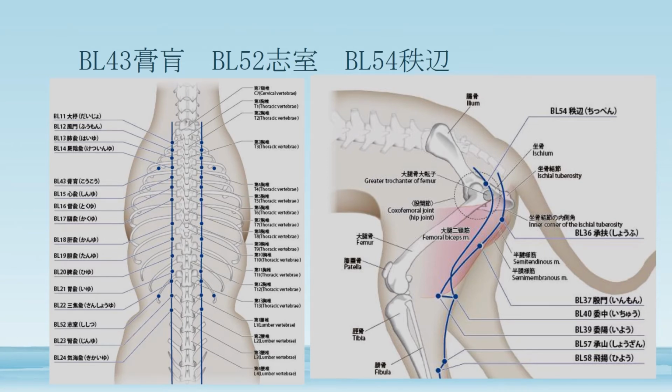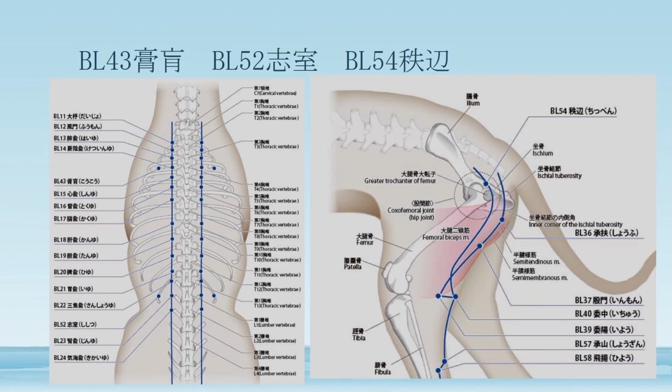Going down to the second lumbar vertebra at the level of the end of the transverse process, there is BL23, and 1.5 cm lateral to BL23, there is BL52. BL43 and BL52 are important acupoints, so please remember them.